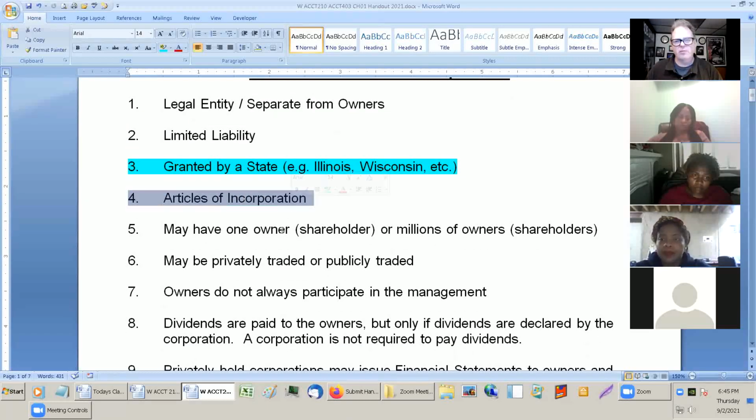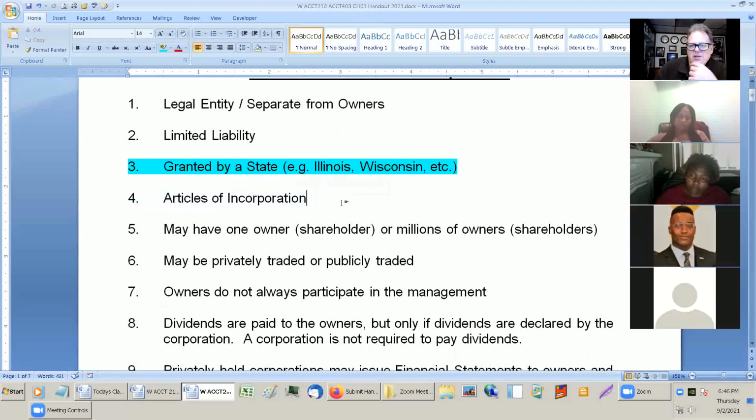So, articles of incorporation. These are kind of like the rules of the corporation, and these will be set up when you set up the corporation. And whatever those rules are, you're bound to follow them.